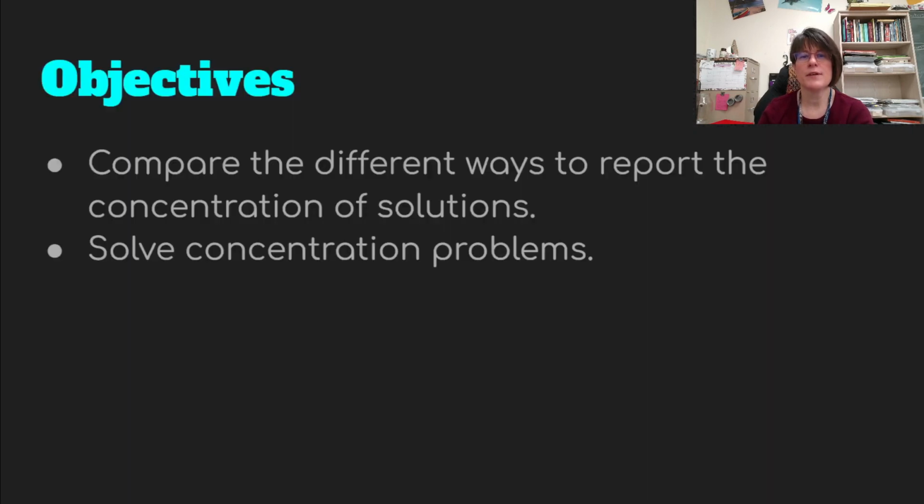So our objectives were to compare the different ways to report the concentration of solutions and solve concentration problems. This concludes the section on measures of concentration.